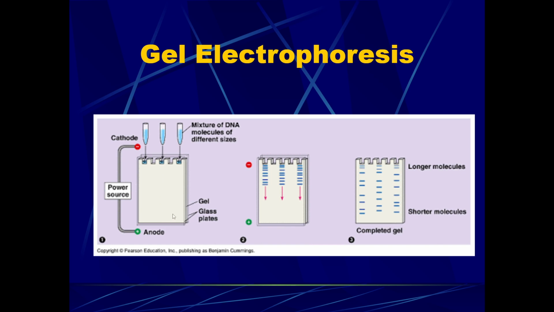The smaller pieces would move faster than the longer pieces, so the larger, longer molecules would be up top, where everything started, and the shorter molecules at the bottom. You run everything for the same amount of time, so you want to enter it at the same time, and that should produce banding or spacing that is comparable.